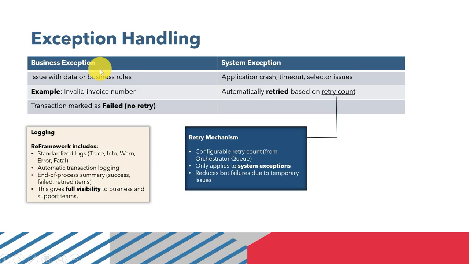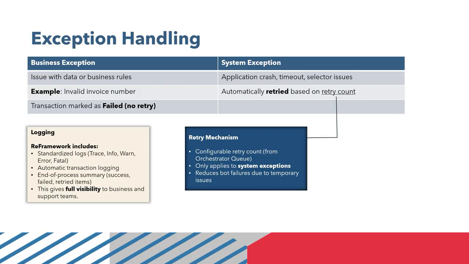For example, in business exception, that includes invalid invoice number. In system exception, we also have a retry mechanism where the retry count is configured from orchestrator queue. RE framework also takes care of logging, which includes detailed exception logs, transaction level logs, and error logs, helping with the monitoring and troubleshooting of the automation. And the last, in business exception, transaction is marked as failed, where it does not include retry mechanism.